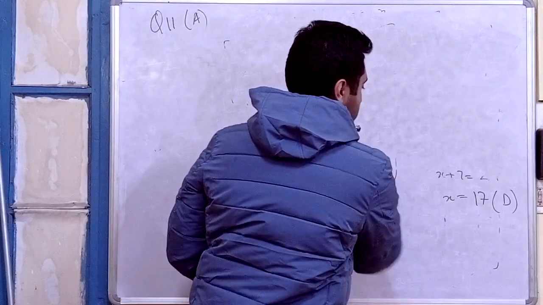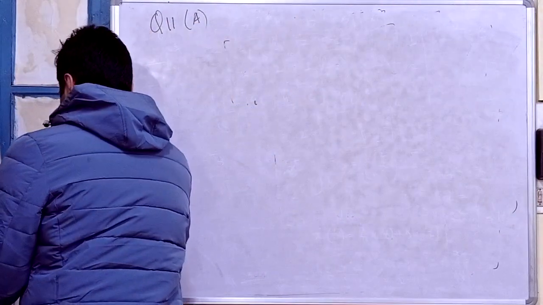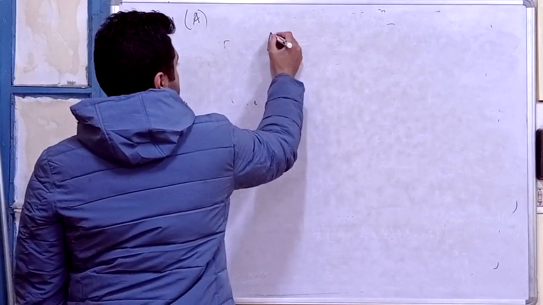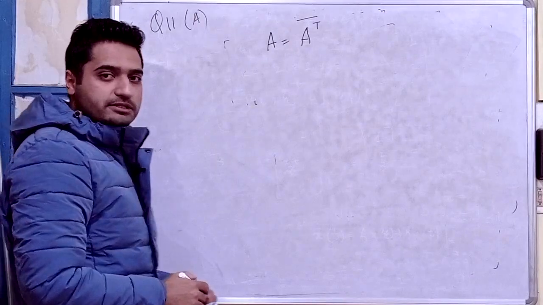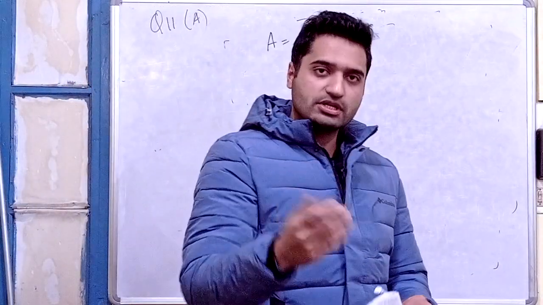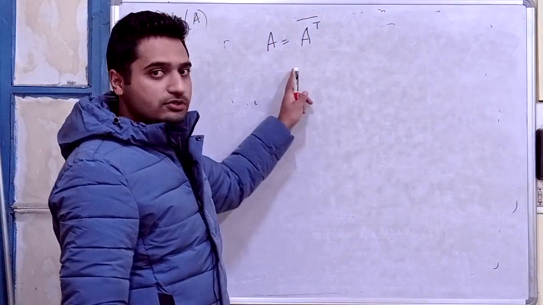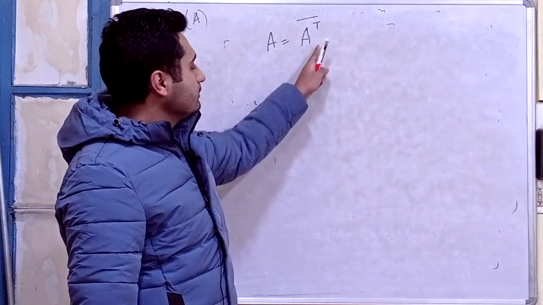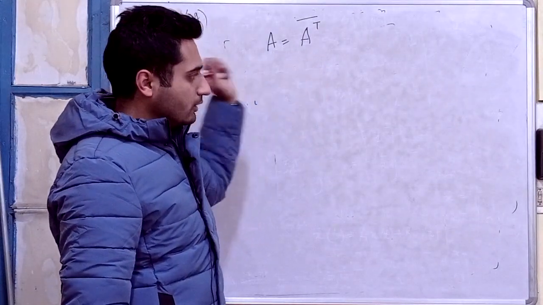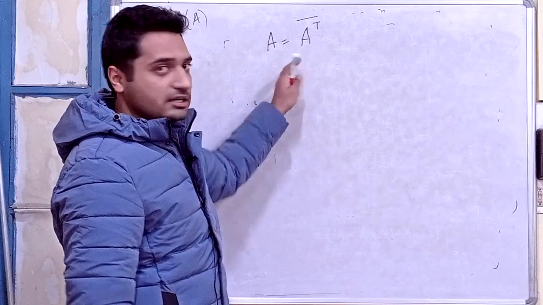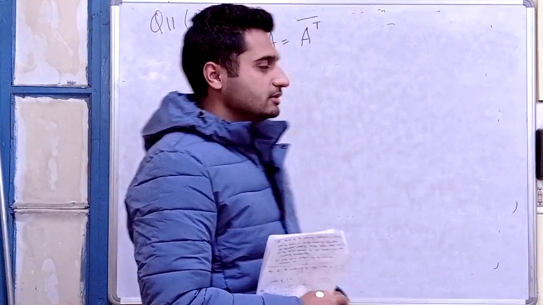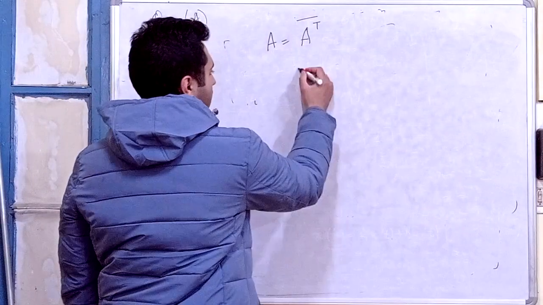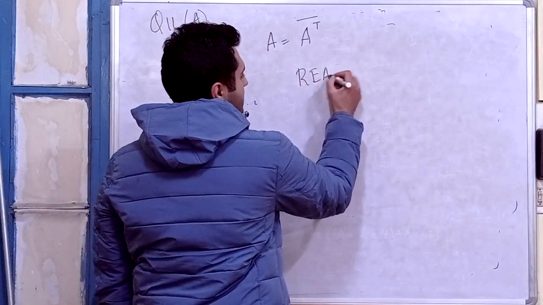What is a Hermitian matrix, first of all? A Hermitian matrix is this. You must have read about symmetric matrices, which is equal to its transpose. This is just the complex version of that. A is equal to its complex transpose. This is a Hermitian matrix. And a very important property of a Hermitian matrix is that its eigenvalues are always real. It has real eigenvalues.